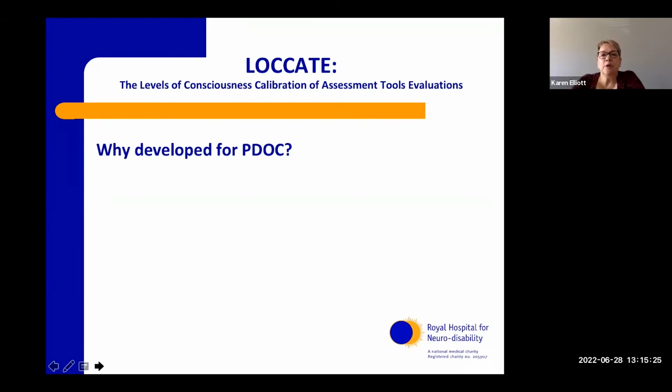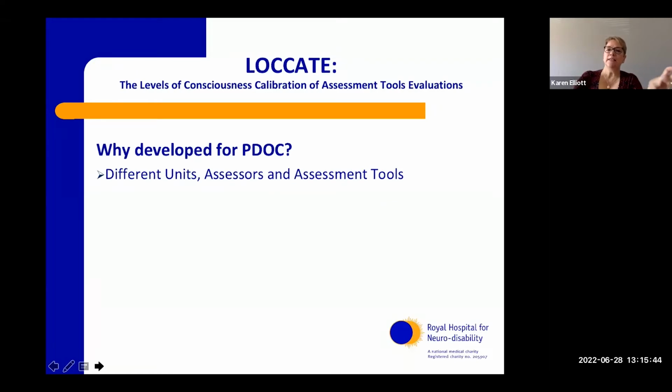So we're going to talk about LOCCATE, and LOCCATE stands for the Levels of Consciousness, Calibration of Assessment and Tools Evaluation. So why did we develop it for PDOC? The fact that a PDOC patient is seen by different units, different assessors, different assessment tools over a period of time is quite challenging for us to understand the trajectory of change and understanding the responses that a patient has and how we deal with those over time.